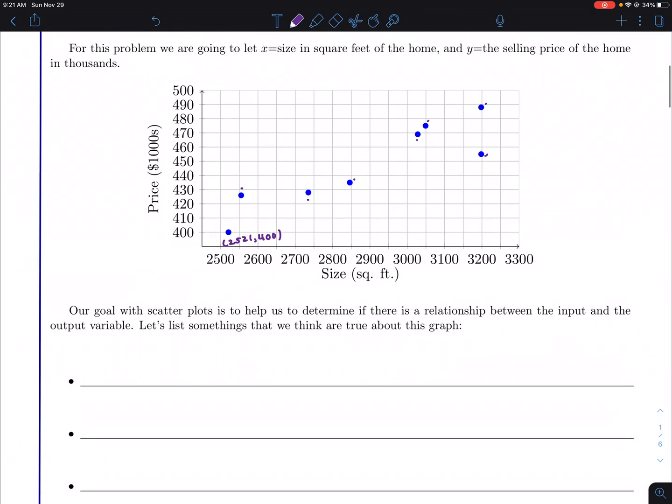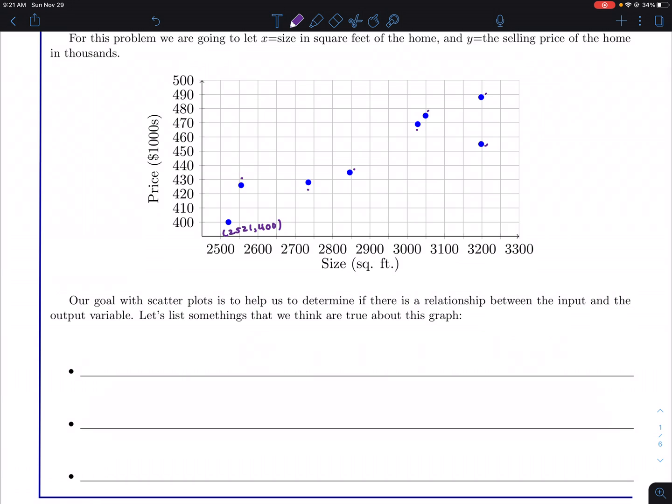But based on what we've talked about in the last situation, what can we say about these points? And this is going to be important. This is some of the stuff that we want to work on. So if we notice as we go left to right, what can we say about our input values? Are they getting bigger or are they getting smaller? So our input values are getting bigger. And if our input values are getting bigger, what's that say about the slope? Right, so this looks like it's going in a positive direction.